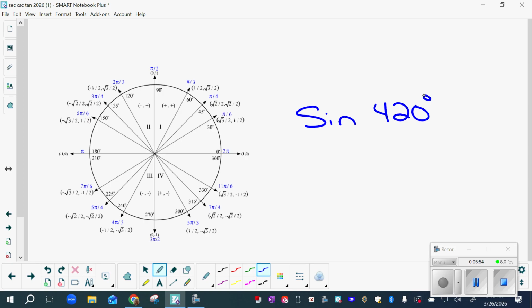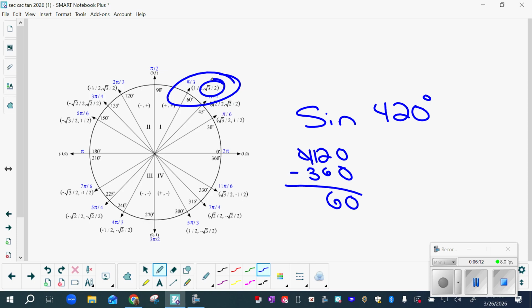Let's see. So I'm going to subtract and I get 60, right? And it is square root 3 over 2. So here's how Andreas got that. He knew that he went around already. And when he did that, he got 60 degrees. So this is where he ended up. And he stole that. Easy. Like I said, as long as you have a unit circle. If you don't have a unit circle, then you're kind of screwed.